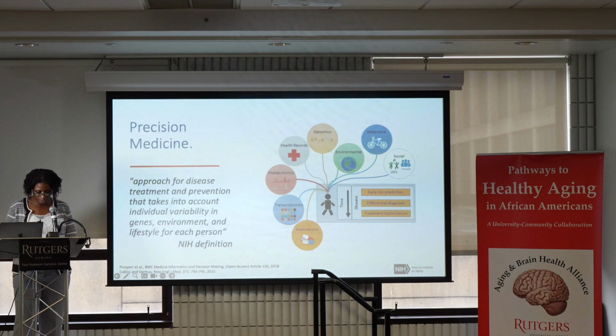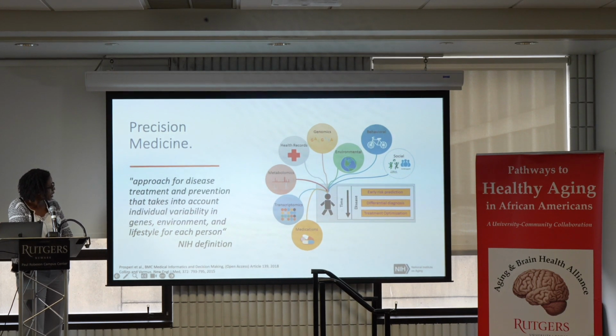And so we could start to put this together and think about how precision medicine approaches could really help us to understand one's risk for AD and related dementia, and how this approach could help us to come up with the best treatments or the best prevention strategies for that individual. And so precision medicine, the NIH definition, is an approach for disease treatment and prevention that takes into account individual variability in genes, environment, and lifestyle for each person.